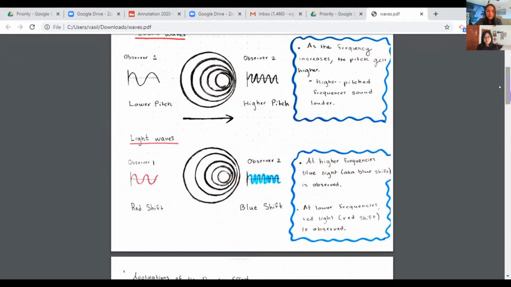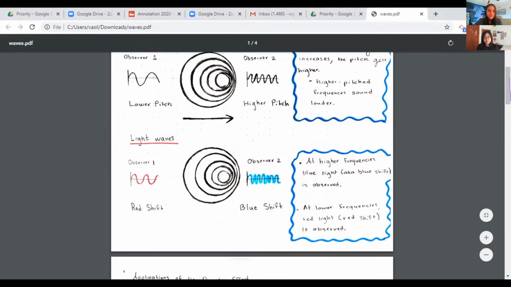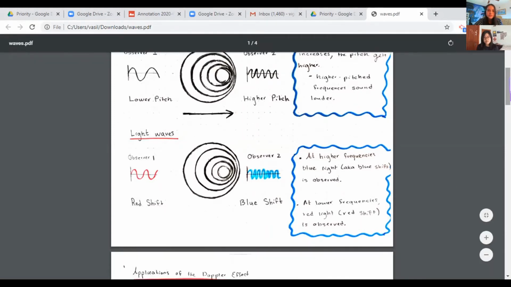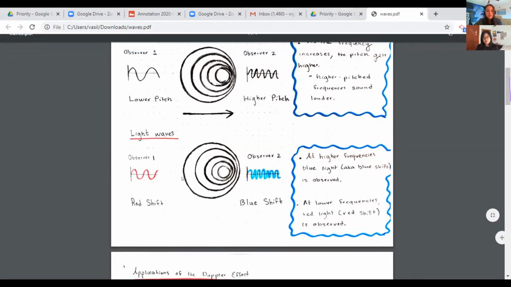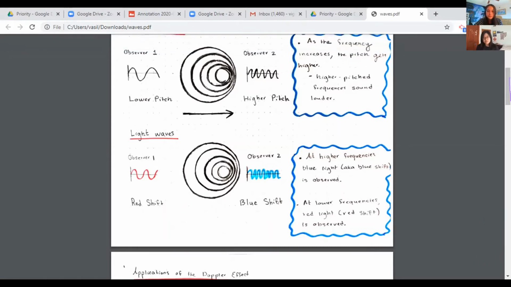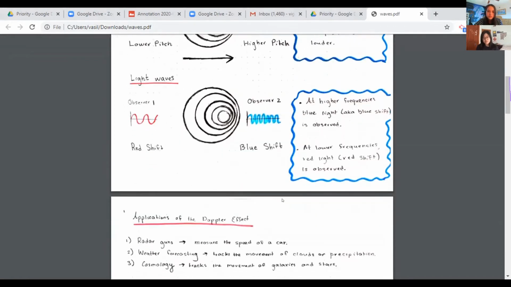As for light waves, the same thing occurs, only you see increased frequency as blue shift and a lower frequency as red shift. So an observer standing on the left of this point source would see red light, or red shift. An observer standing on the right would see blue light, also known as blue shift.